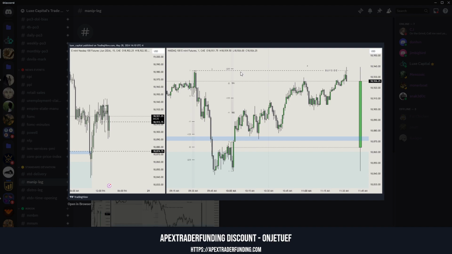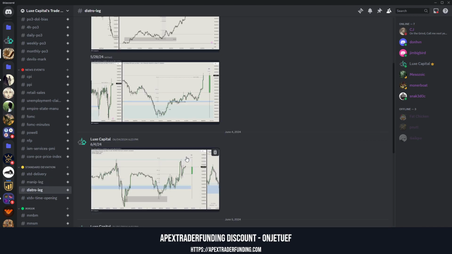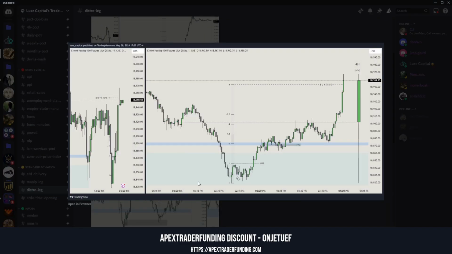That's as far as we need to go, but max expansion is always a possibility in any of these cases at -4. And what do we do? We come up to this 1 to 1.5, we retrace. And we come up to 2, and we are finished. We take buy side and we're done. So that's that manipulation. I think I have another distribution example in here I could share.